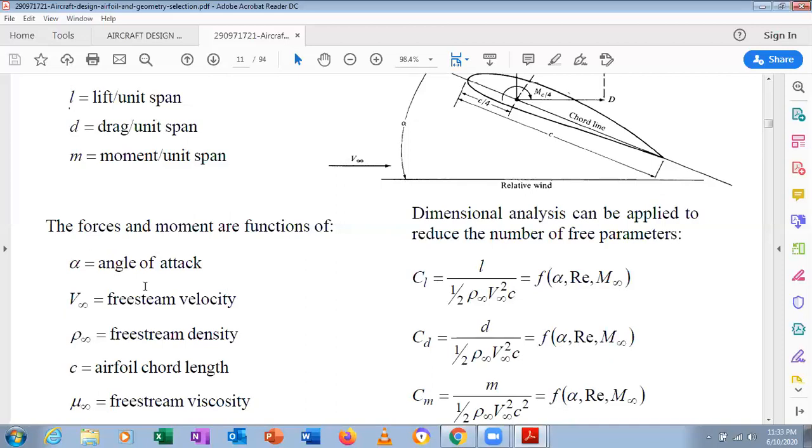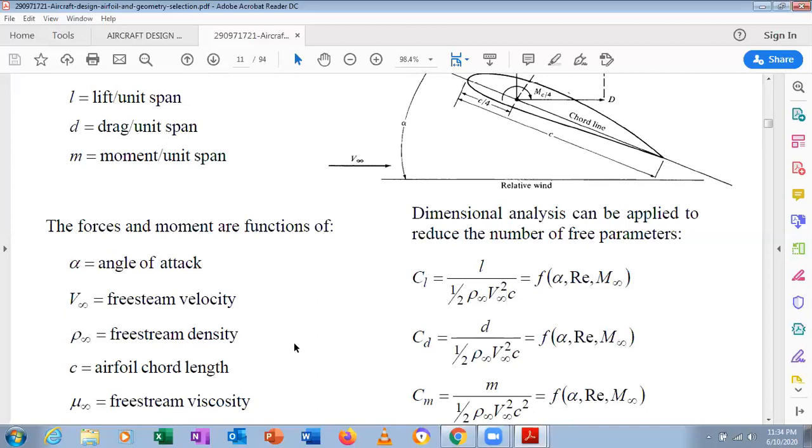So we can look here. Alpha is the angle of attack, V infinity is the free stream velocity, rho infinity is the free stream density, and C is the airfoil chord length. What is the chord length? You can see here, from the leading edge to the trailing edge, that length is called C. Understood? It's the chord length. Mu infinity is the free stream viscosity.